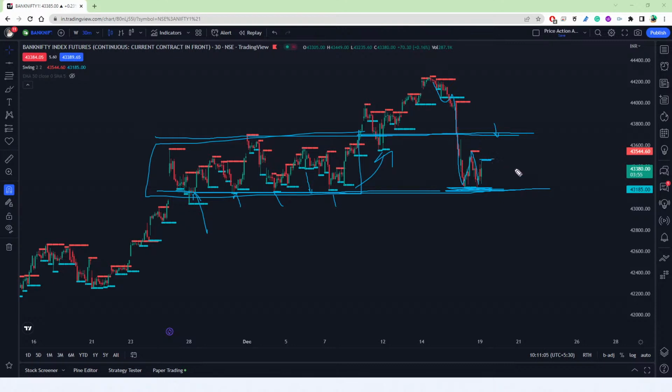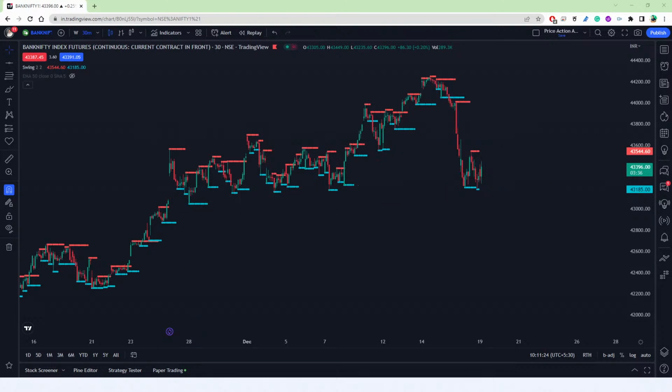So for any decisive short movement, or for any decisive down movement to happen in Bank Nifty, it has to break the support level that we are seeing from 28th November. All right, so this level is absolutely critical for Bank Nifty. So let me mark that level as well.